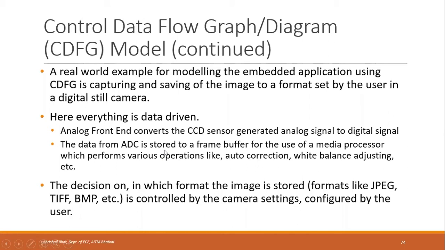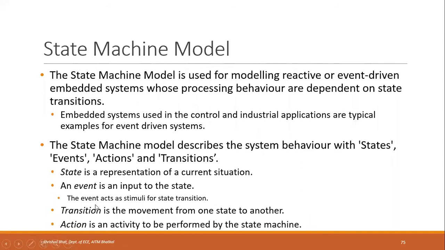This media processor performs the processing operations and converts the image to a particular format. It performs various operations like auto correction and white balance adjusting for better image quality. The decision on which format the image has to be stored in is controlled by the camera settings, and it is configured by the user. Based on the configuration given, the processing happens and the image is stored. Different formats are JPEG, PNG, TIFF, BMP, and others. So that's one example where you can use the control data flow graph model.